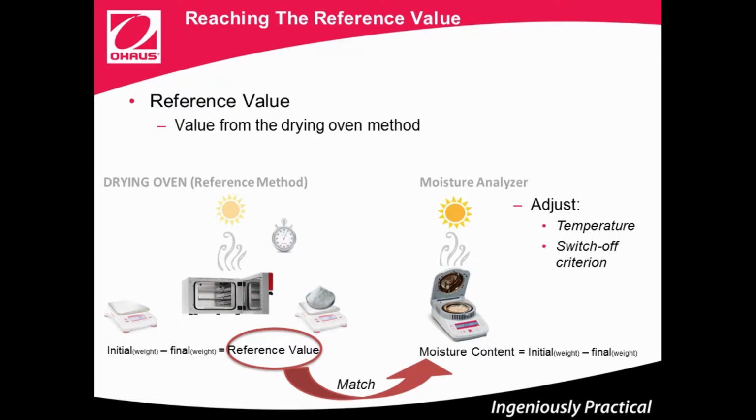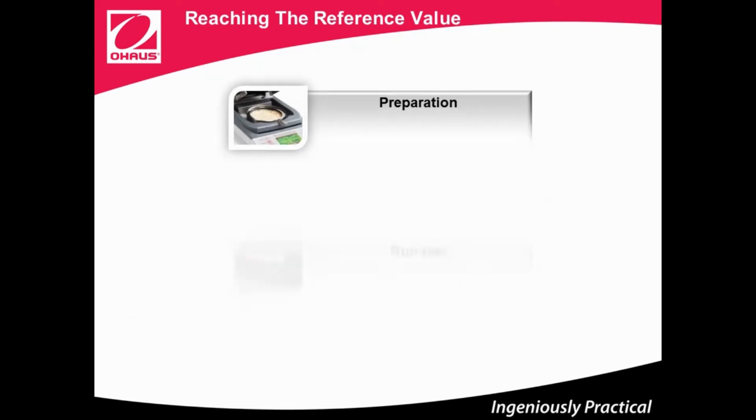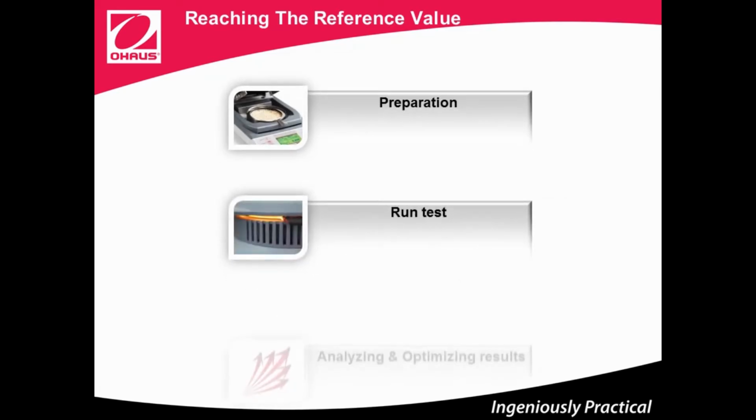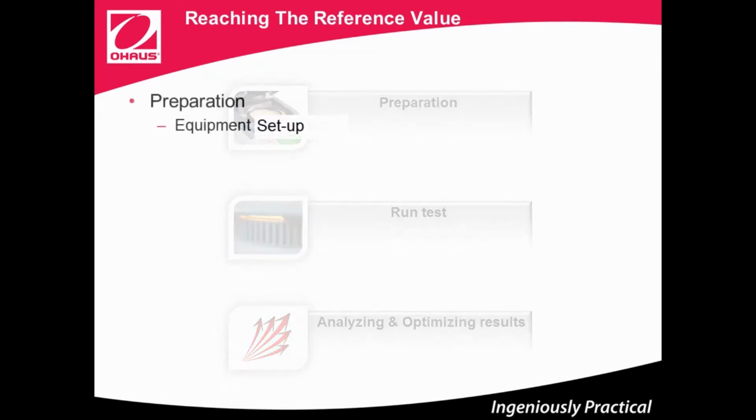After you have established a heating method for the sample in the moisture analyzer, you can continue using it to get results in a few minutes. There are 3 steps to reach the reference value. First, preparation. Second, run test. Third, analyzing and optimizing results.